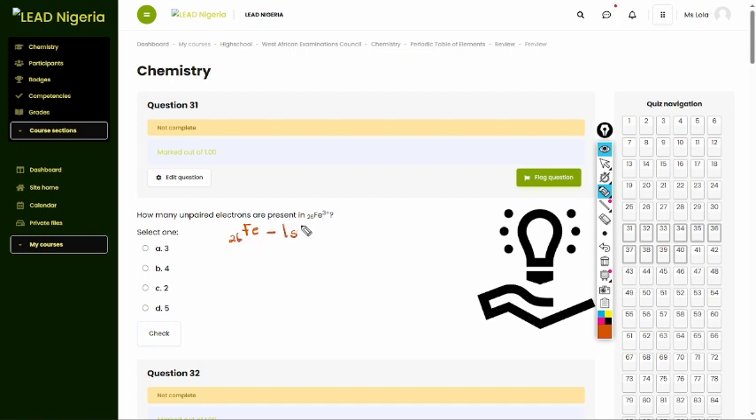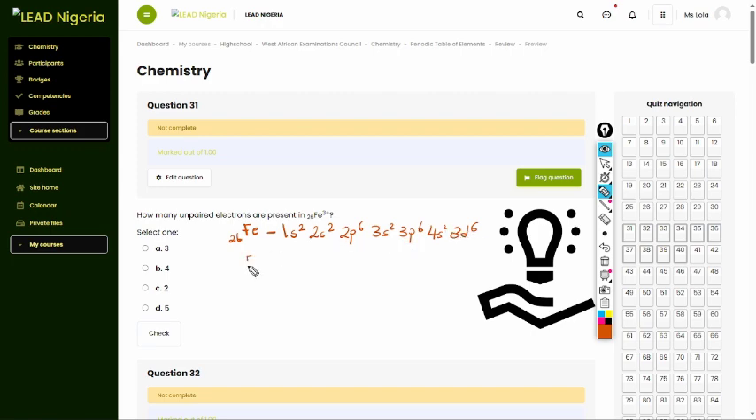So that's 1s2, 2s2, 2p6, 3s2, 3p6, 4s2, and then 3d6. This should add up to 26. This is 2 plus 2, 4, plus 6, 10, 12, 18, 20, 26. So this is 26.